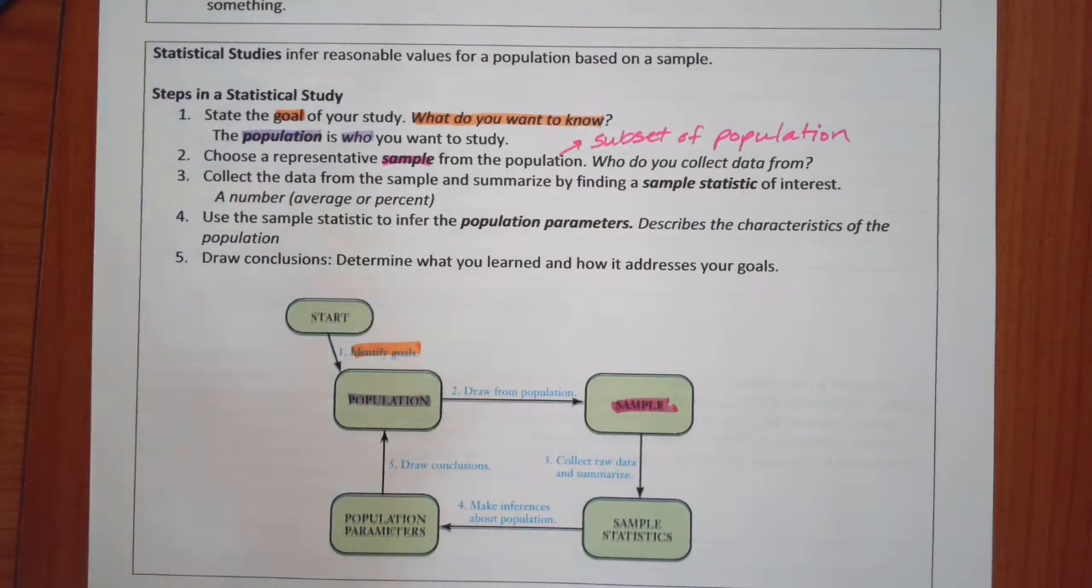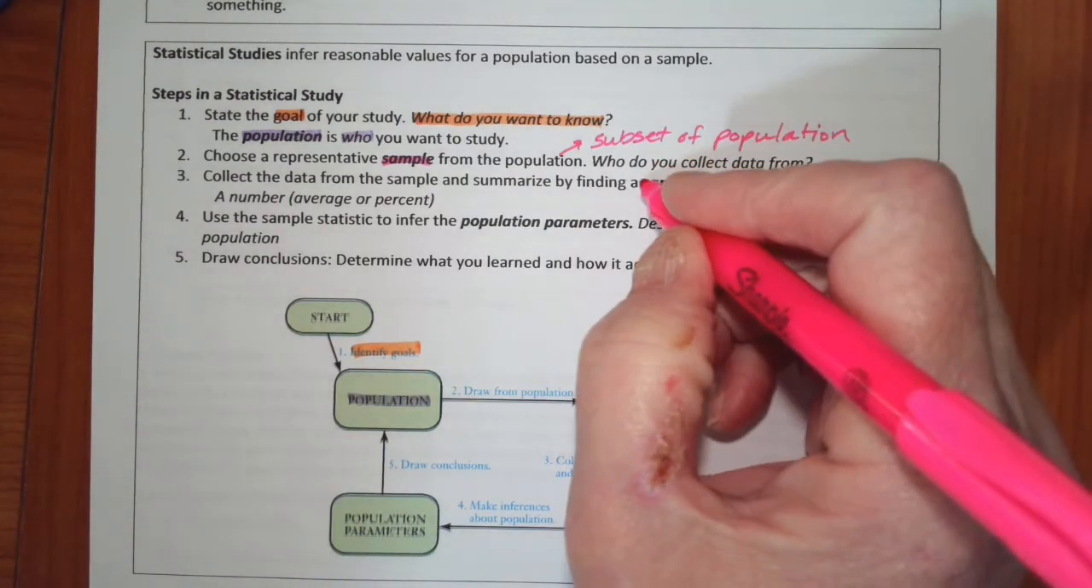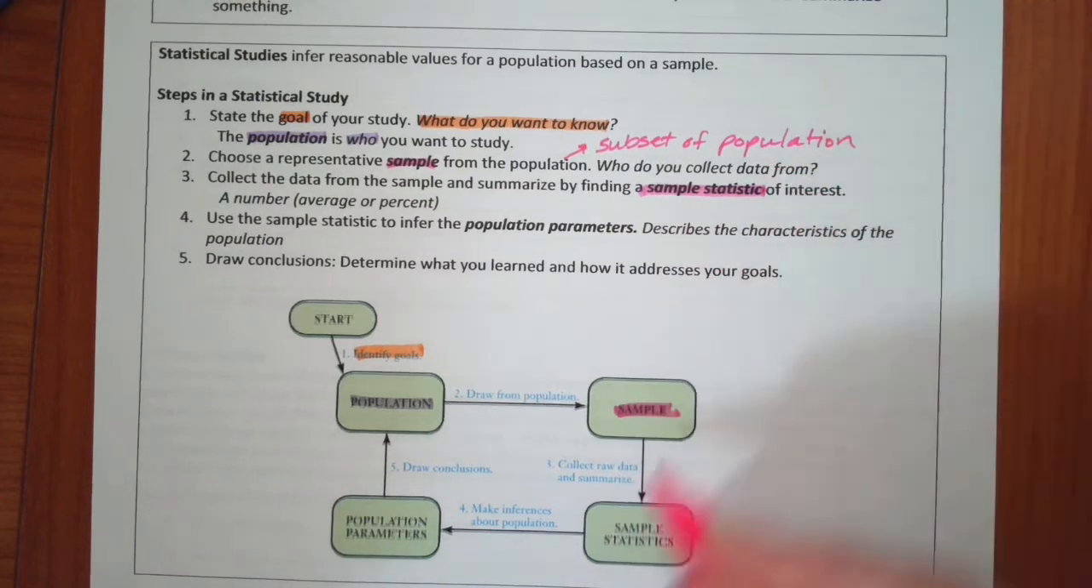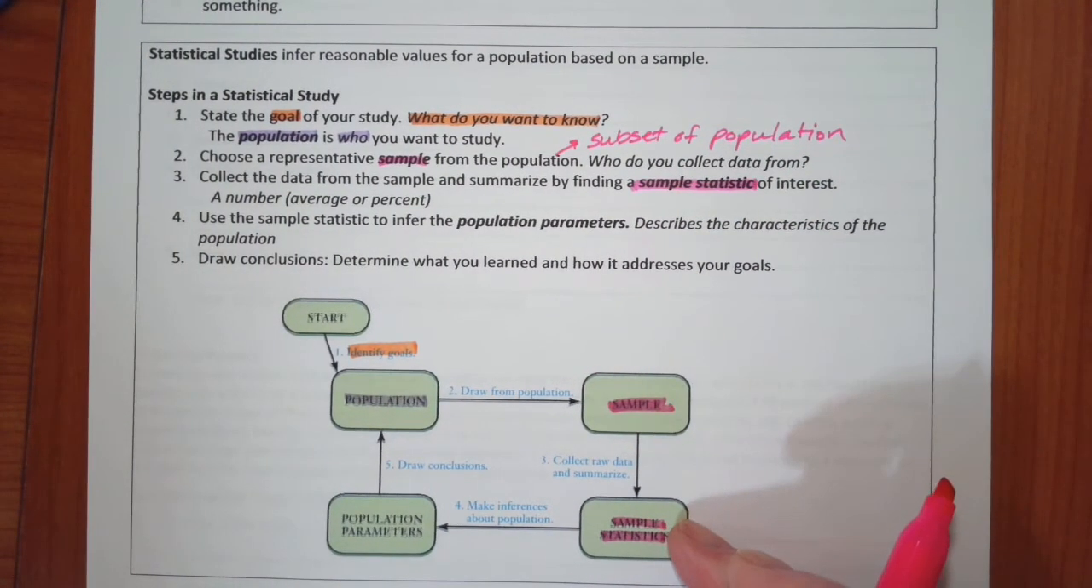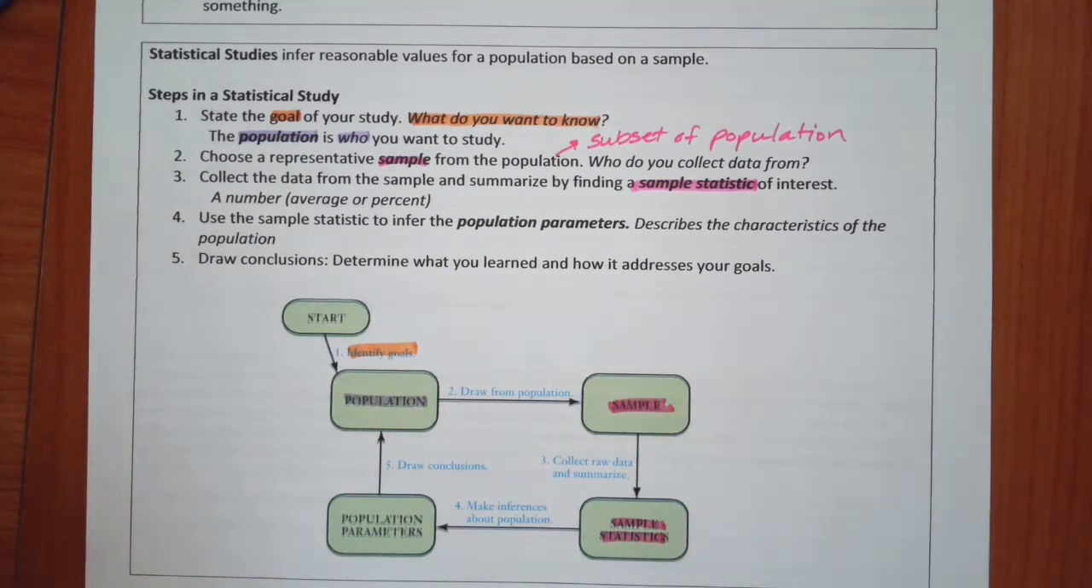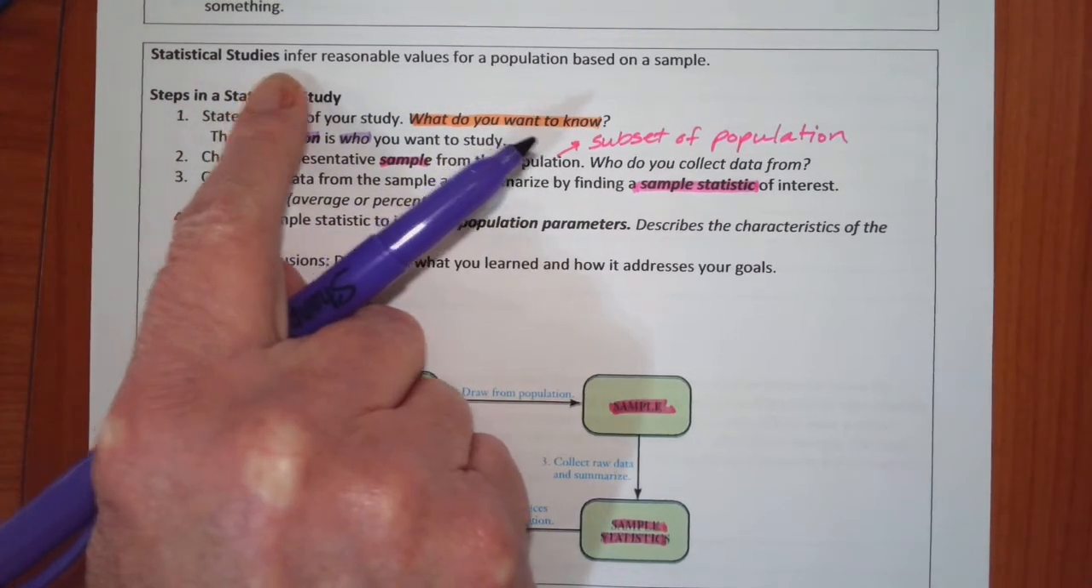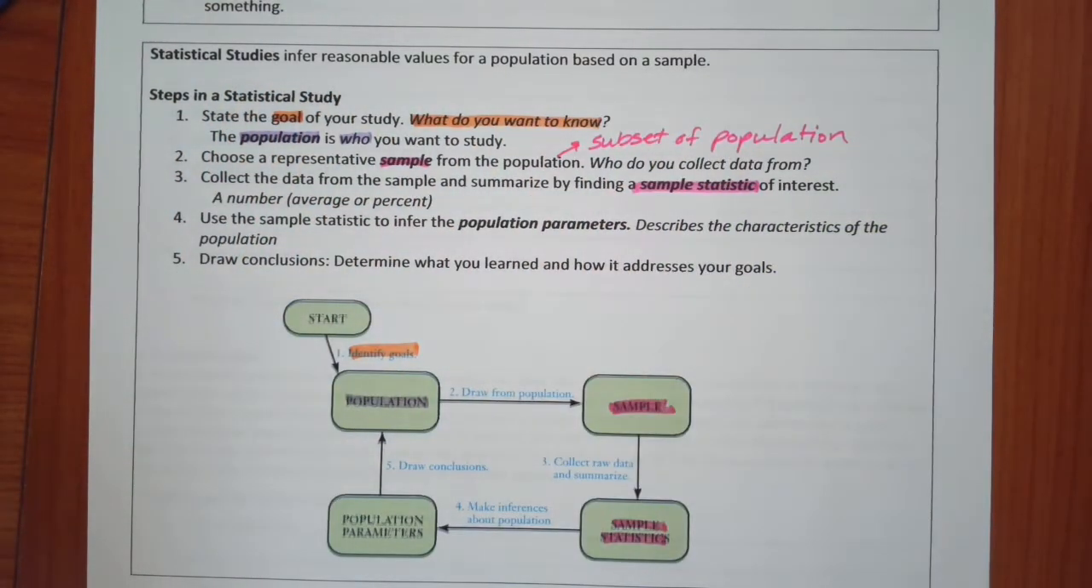Okay. Once we found that sample and we have asked them the question, then we are going to collect the data and summarize it by finding a sample statistic. Okay. That goes with the sample. Okay, so let's say that we found that 85% of the sample like chocolate. Okay. All right. Then this is where we go back to inferring a reasonable value.